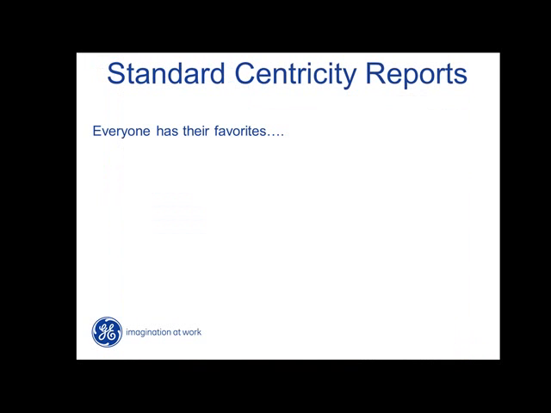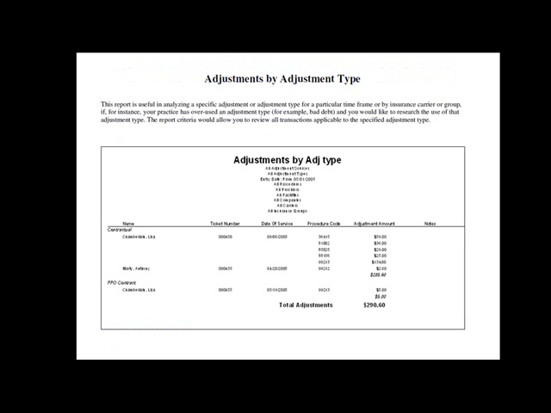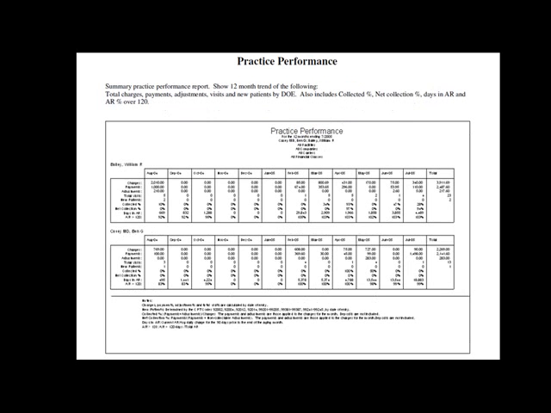So let's start with step one, the standard Centricity reports. What do they do? Everyone has their favorites, I know. They are fixed Crystal reports that go into a fixed page as an output. They're always black and white. You do not have the ability to make bold or highlight or color certain areas that you want to.